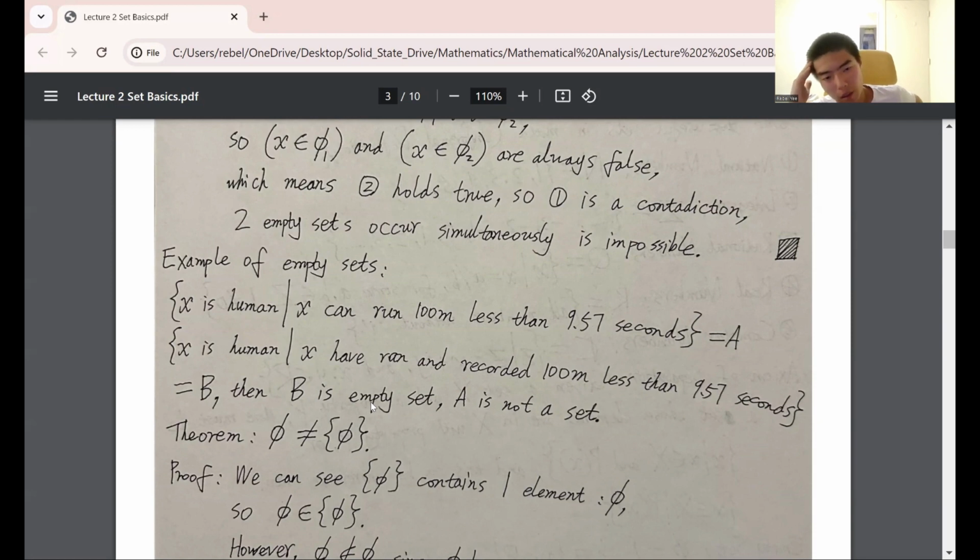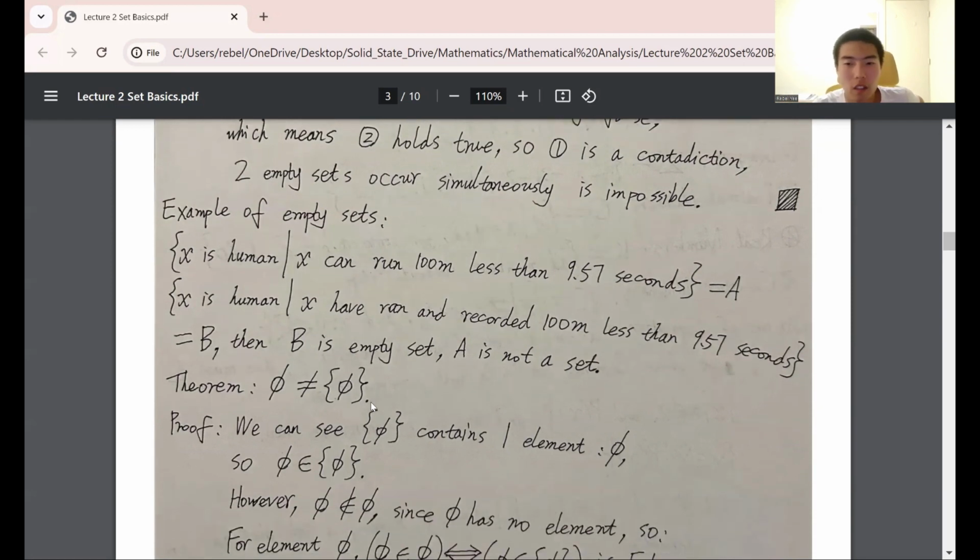I'll give an example about a man who runs fast. So the first set is defined as A. What is A? A is defined as humans. X is human. Human is a set because, well, maybe in some biological aspects humans are not defined, but I think humans are just what you can observe as human or non-human. And if X runs, the set A is all the humans who can run 100 meters in less than 9.57 seconds. Do you think it's an empty set?